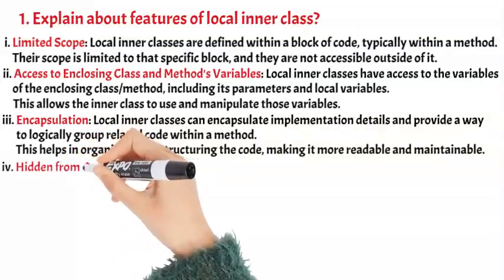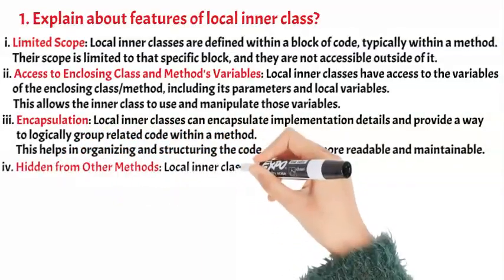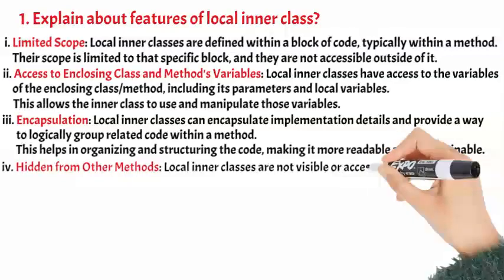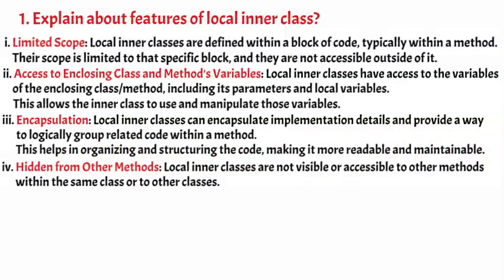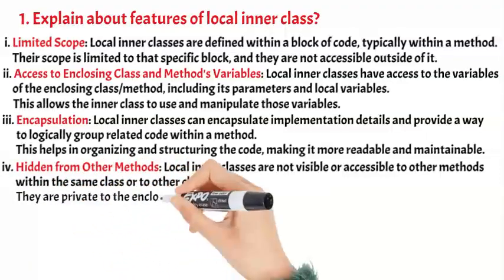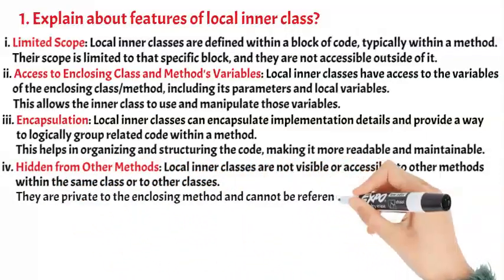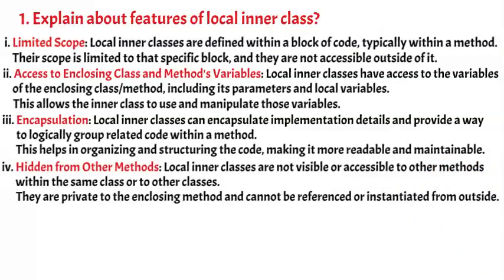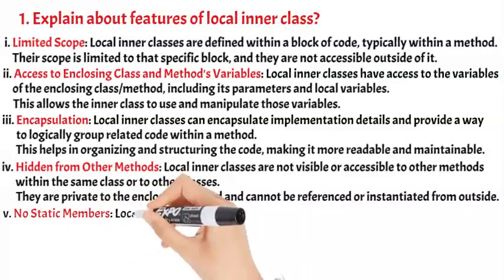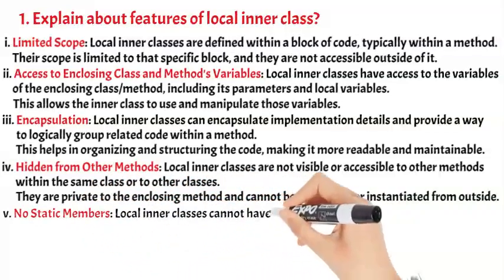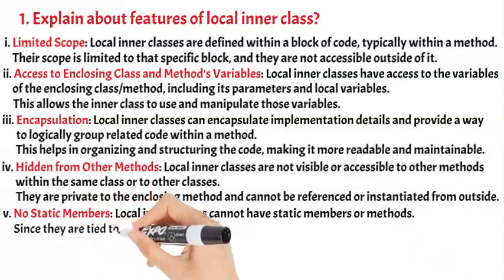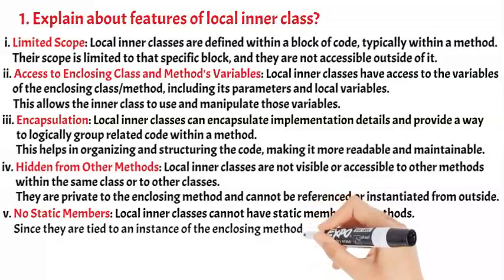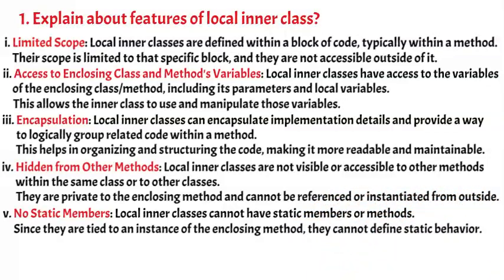4. Hidden from other methods. Local inner classes are not visible or accessible to other methods within the same class or to other classes. They are private to the enclosing method and cannot be referenced or instantiated from outside. 5. No static members. Local inner classes cannot have static members or methods. Since they are tied to an instance of the enclosing method, they cannot define static behavior.